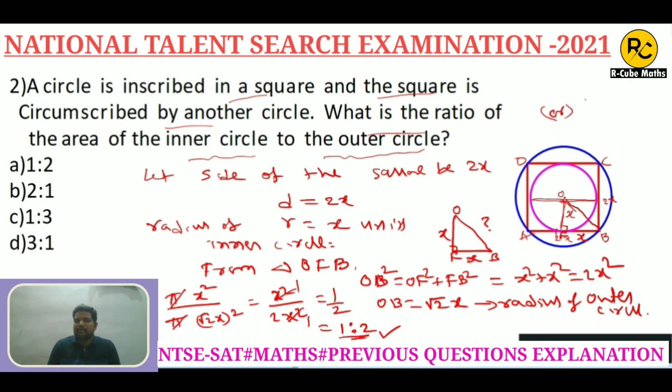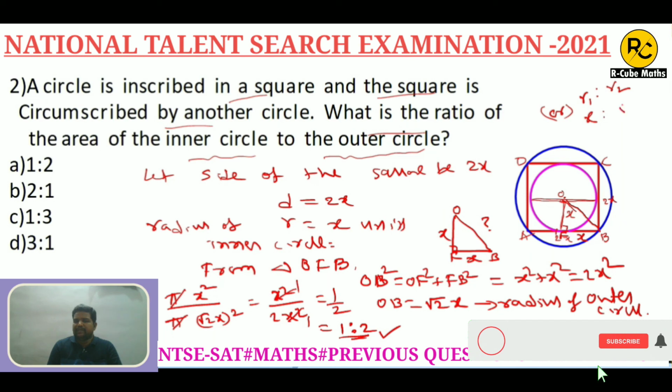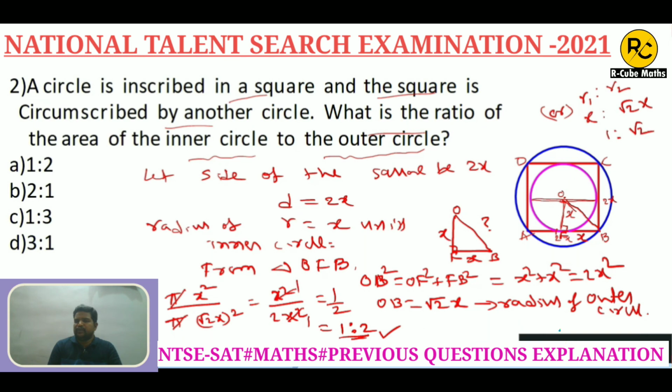Or find the ratio of the radius of the inner circle to the radius of the outer circle. The radius of the inner circle is x and the radius of the outer circle is root 2 x. So here the ratio is 1:√2. Now the ratio of the areas becomes 1:2, since 1 square is 1 and root 2 whole square is 2. So we can do it like this only. This is a shortcut method. So we get 1:2, and this option is the right answer.